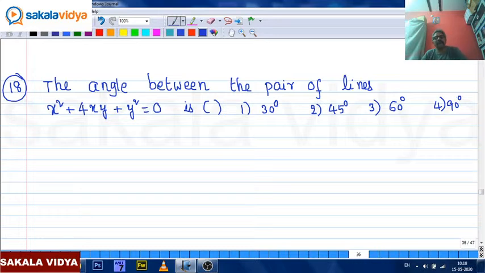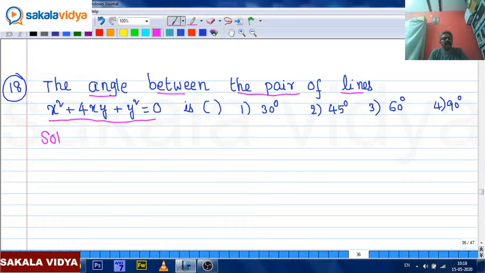First we need to find out a plus b. A plus b is equal to 1 plus 1, 2. So the fourth option has been eliminated. It is either 1 or 2 or 3. You can apply cos theta or tan theta or sin theta, whatever you like; it depends upon your interest. The angle between the pair of lines x square plus 4xy plus y square is equal to 0.